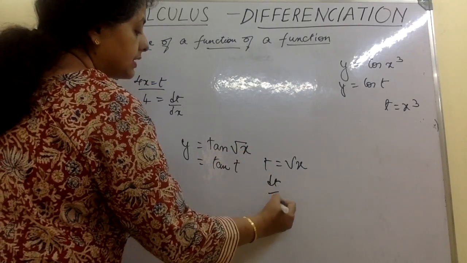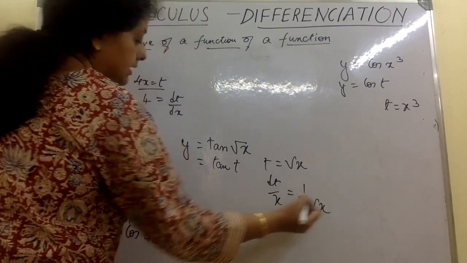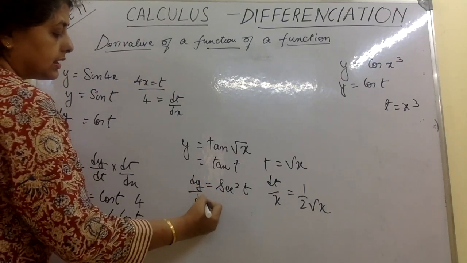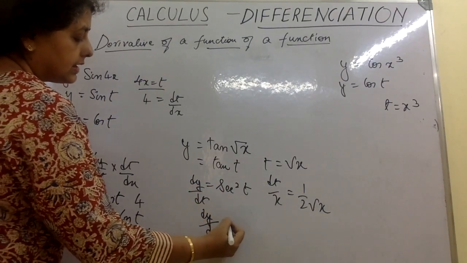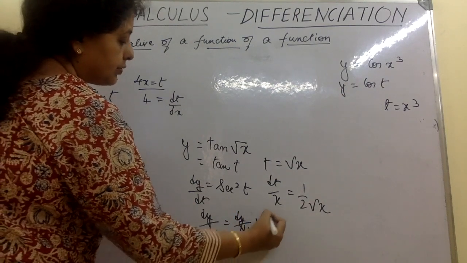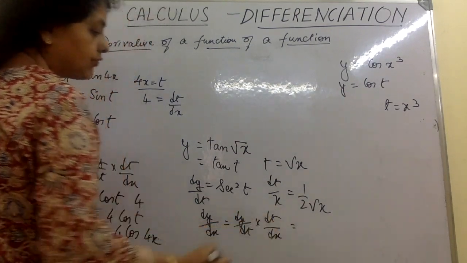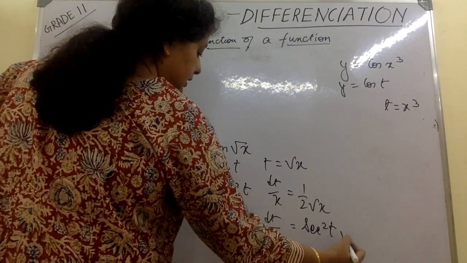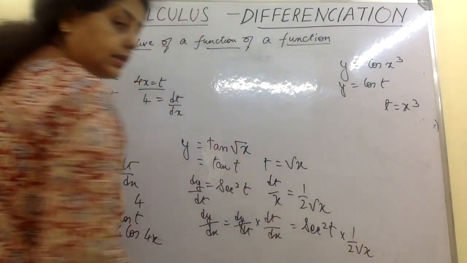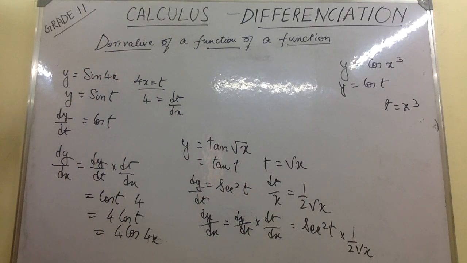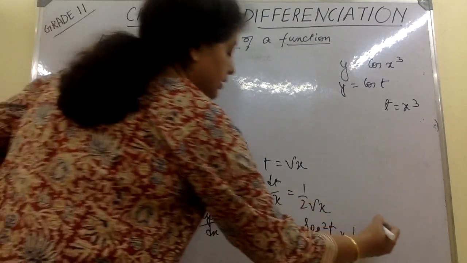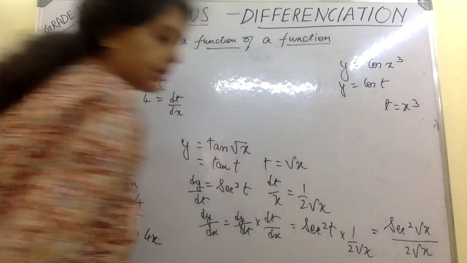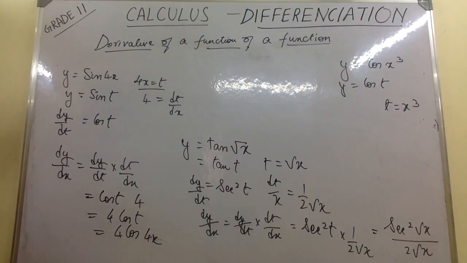Now dt by dx is 1 by 2 root x. Here dy by dt is sec square t. So dy by dx is dy by dt into dt by dx, which is sec square t into 1 by 2 root x. And that is equal to sec square root x into 1 by 2 root x. So at the end, don't forget to substitute.